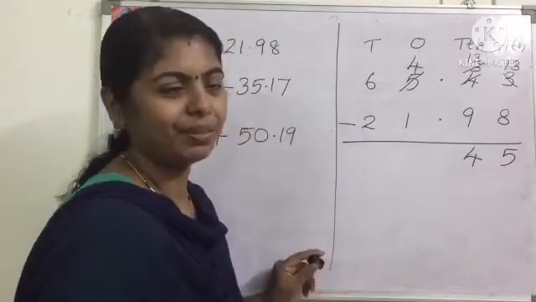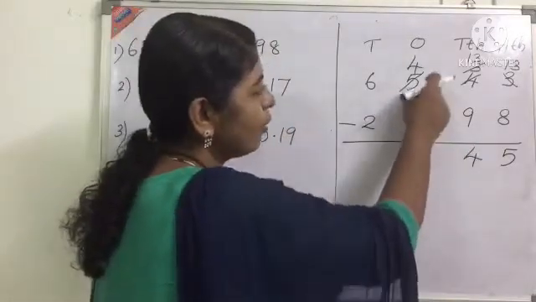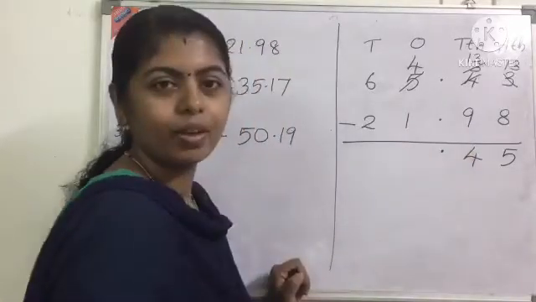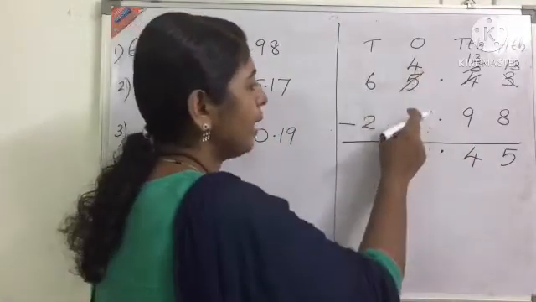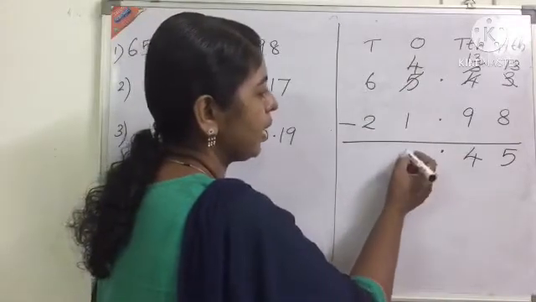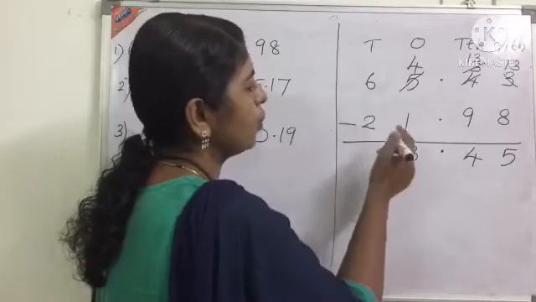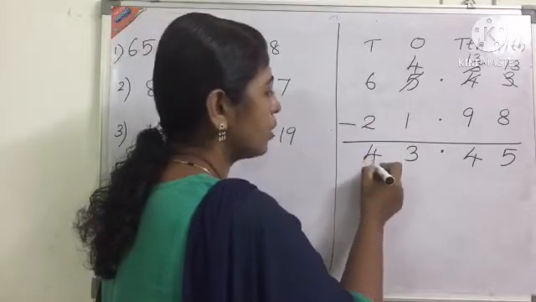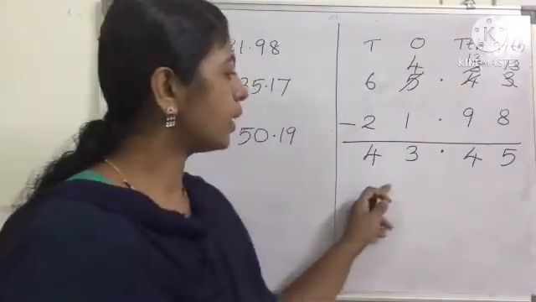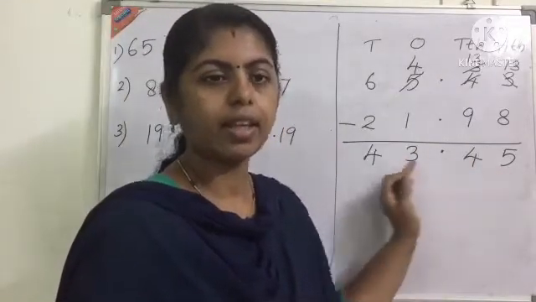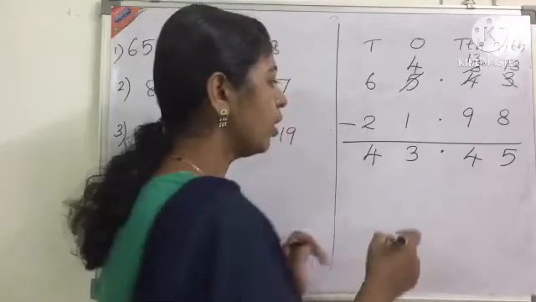After that, what we will do? Here is the place of the decimal point. So we will put 1 decimal point here. Okay, then 4 minus 1. How much is it? 4 minus 1 is 3. Then 6 minus 2. It's 4. So the answer is 43.45. Okay, the answer is 43.45.